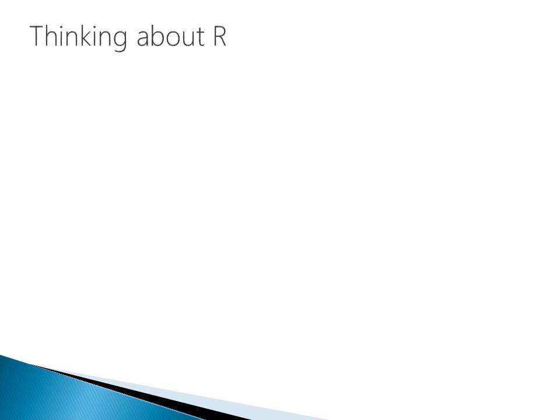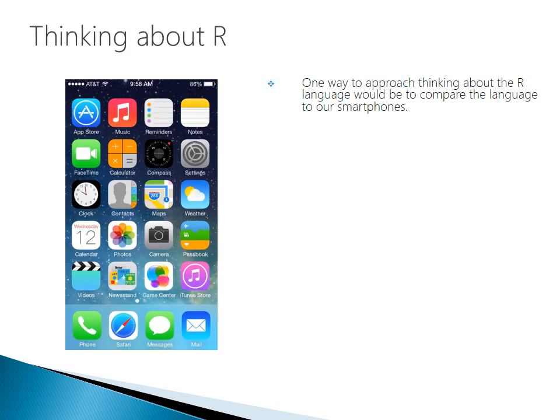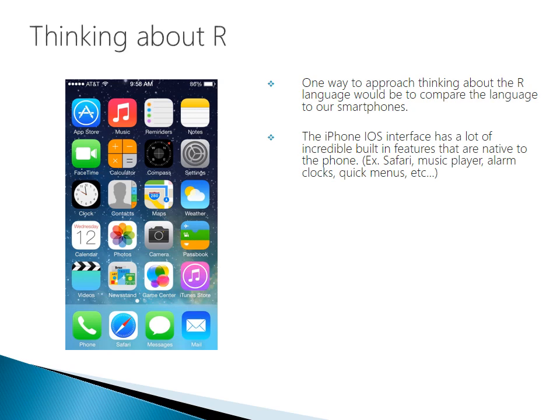I think it's important when we're talking about the R language to relate it to topics that we understand a little more deeply. One way to approach thinking about this language would be to compare it to the language of our smartphones. The iPhone iOS interface has a lot of incredible built-in features that are native to the phone. Apple provides us with a Safari web browser. We have our iPod music player. There's alarm clocks, quick menus, etc. So in the Apple iPhone in and of itself, there's a lot of useful features.